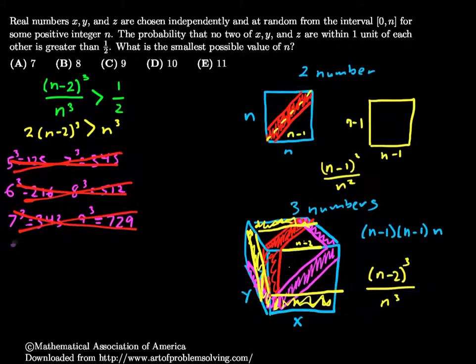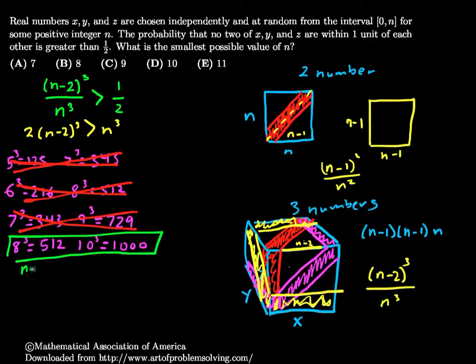But now let's look at 8 cubed, which is equal to 512, and 10 cubed, which is equal to 1000. And in this case, this is the correct situation, because 512 times 2 is 1024, which is bigger than 1000. This was my n minus 2, this was my n, so n is 10, and my choice is D.